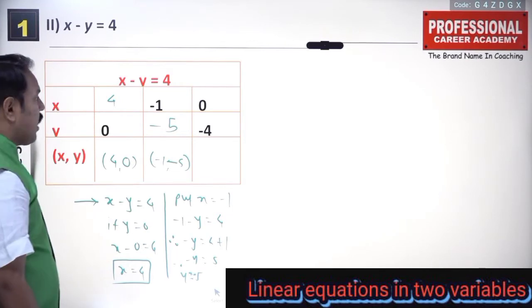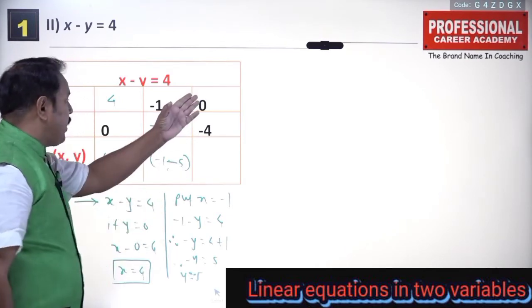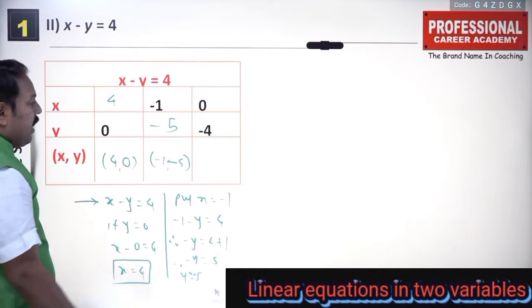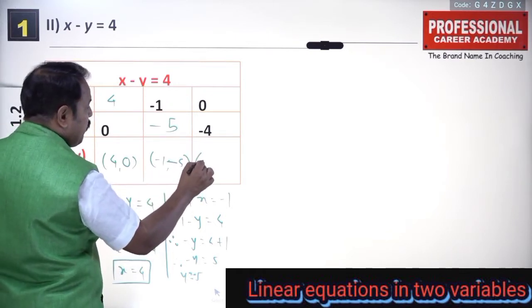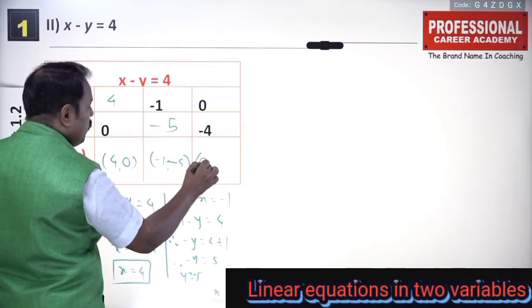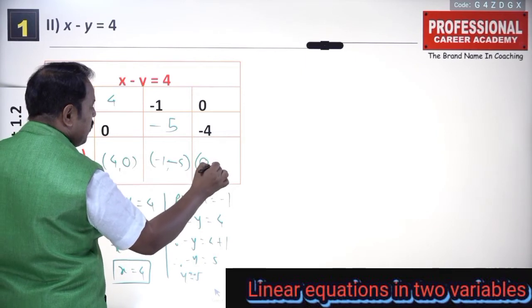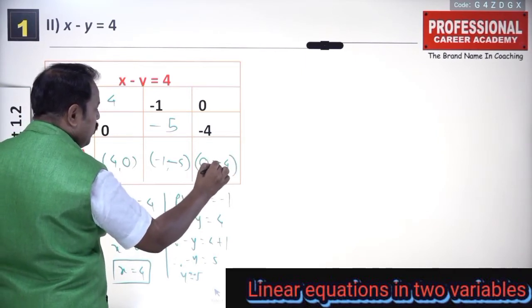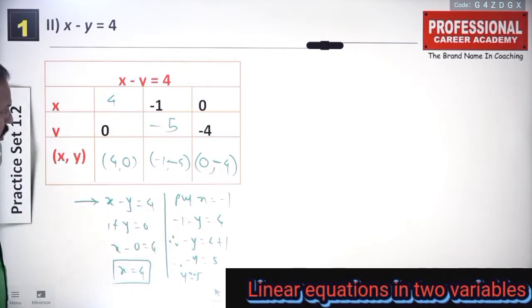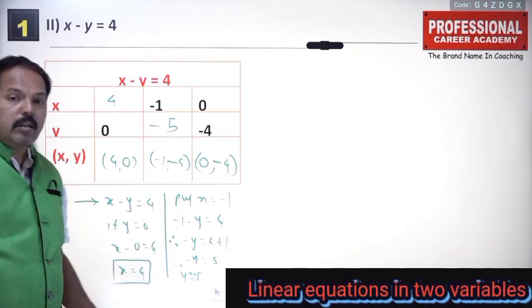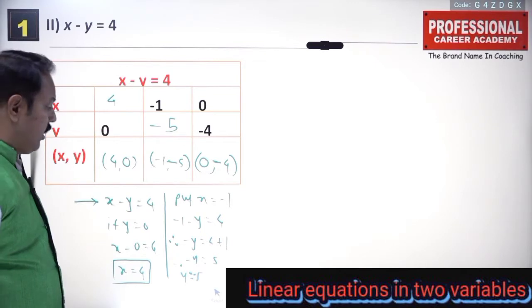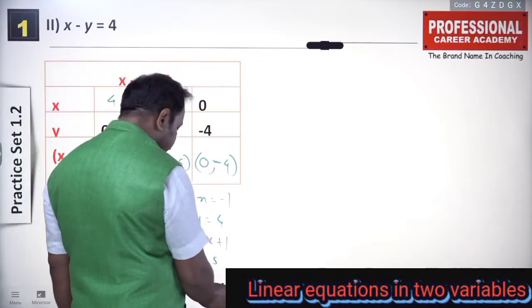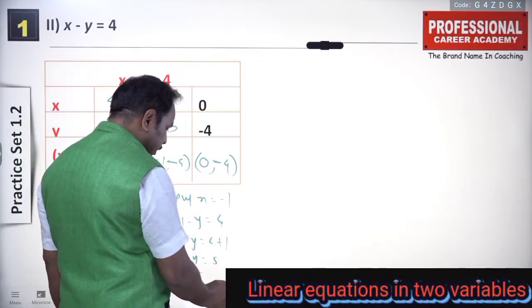Okay. Now another one. If x equal to 0, already we get y equal to minus 4. Means what is the point? (0, -4). This is the point. Now again, plot the graph for these coordinates. How to plot the graph? Now see here. Look at this.